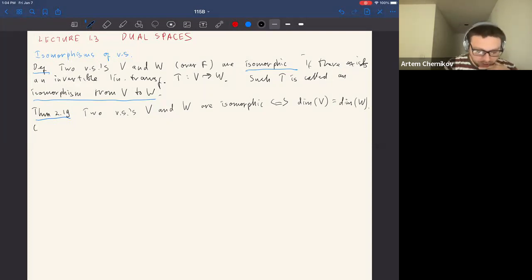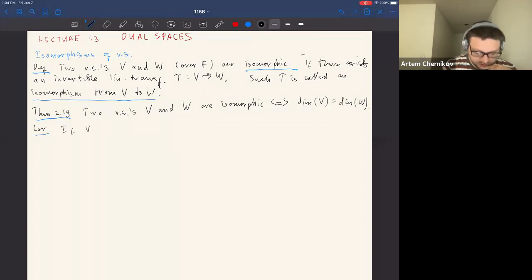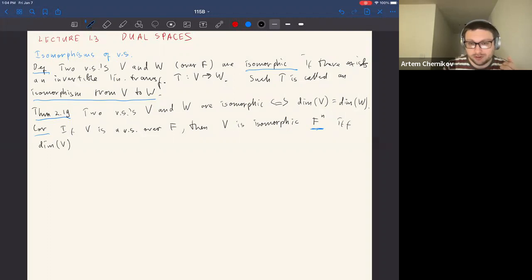And an immediate corollary of this theorem is that if V is a vector space over a field of scalars F, then V is isomorphic to the vector space F to the power N. Remember, this is the space of sequences of scalars of length N. So V is isomorphic to Fn if and only if the dimension of V is the same as the dimension of the vector space Fn, which is just N. So we have this isomorphism if and only if the dimension of V itself is N. Okay, so we have this.